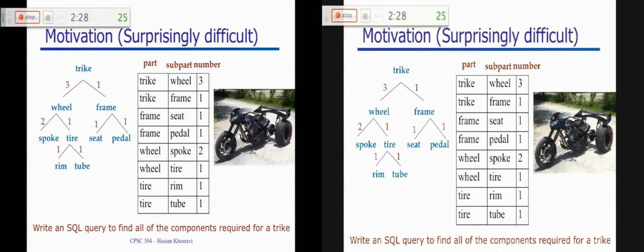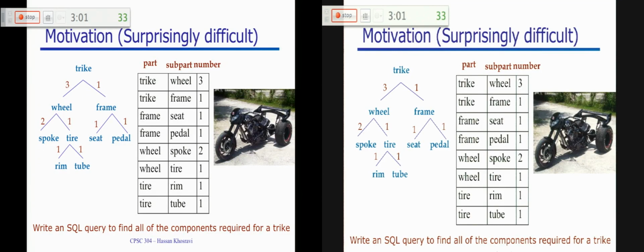The subpart number? Well, this table could have multiple components for multiple things, right? So if it was only talking about the components that you need for a trike, you could just get the subparts, but you could have subparts which are coming from multiple different objects here. So eventually just search all of the trike. That's kind of the right idea.